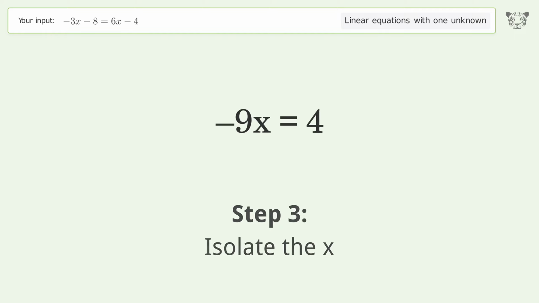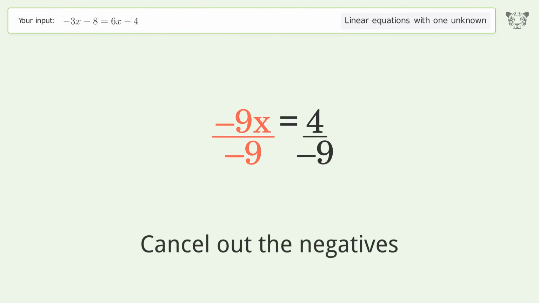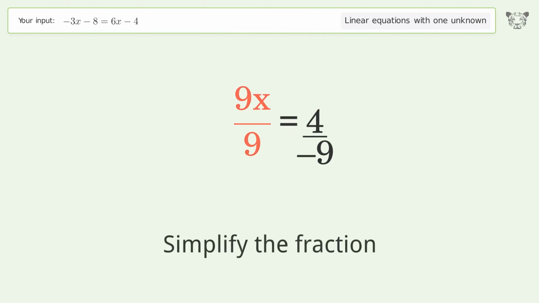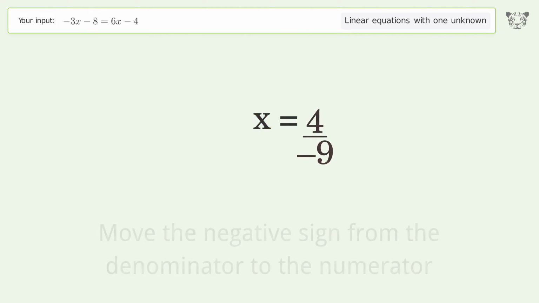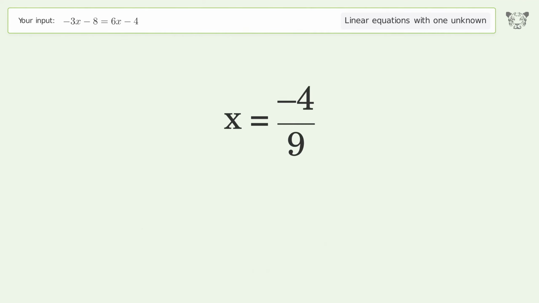Isolate the x. Divide both sides by negative 9. Cancel out the negatives. Simplify the fraction. Move the negative sign from the denominator to the numerator. And so the final result is x equals negative 4 over 9.